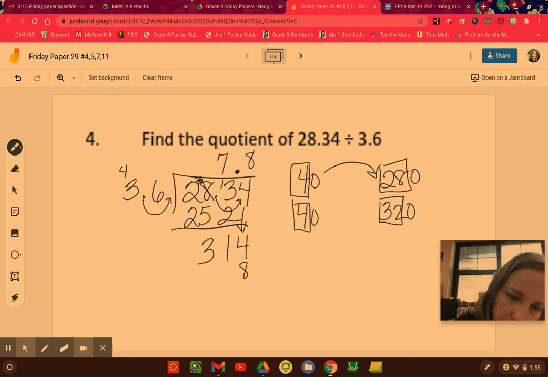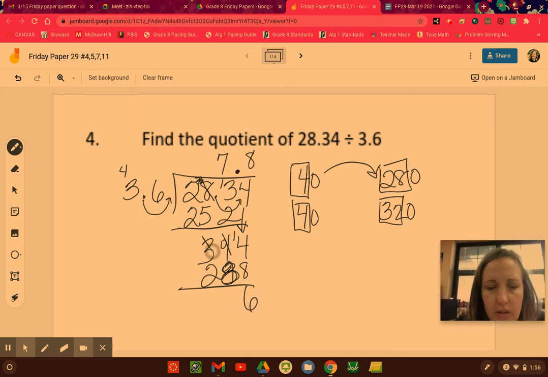So 288, and I have a remainder of 26. So what am I going to do with that remainder? Could I make this 7 8/10 and 26/36? Can't do that, right? You can't combine. Once you've settled on a decimal up here, we got to continue.